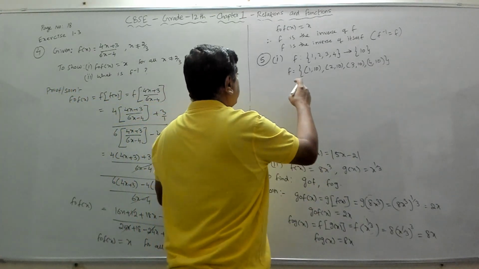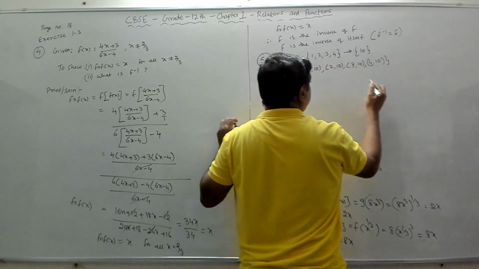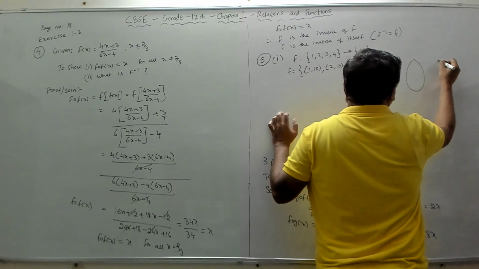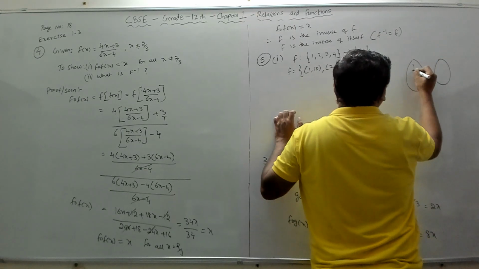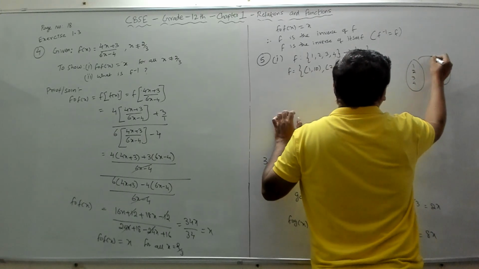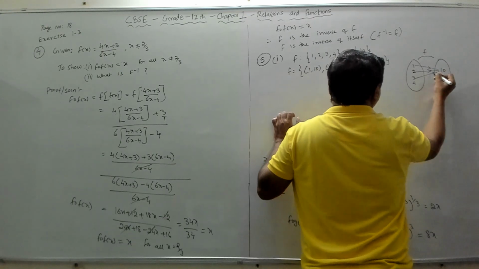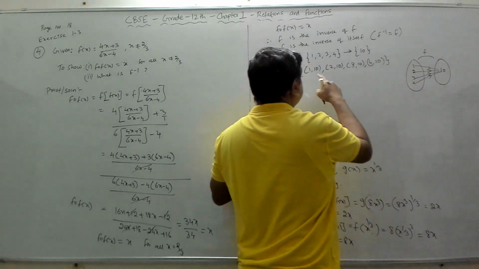So clearly what f is what? f goes: 1 goes to 10, 2 goes to 10, 3 goes to 10, 4 goes to 10. If you want, you can draw an arrow diagram quickly and then also write 1, 2, 3, 4 and this is 10 and this is the function f. So 1 goes to 10, 2 goes to 10, 3 goes to 10, 4 goes to 10. That is the meaning of this.